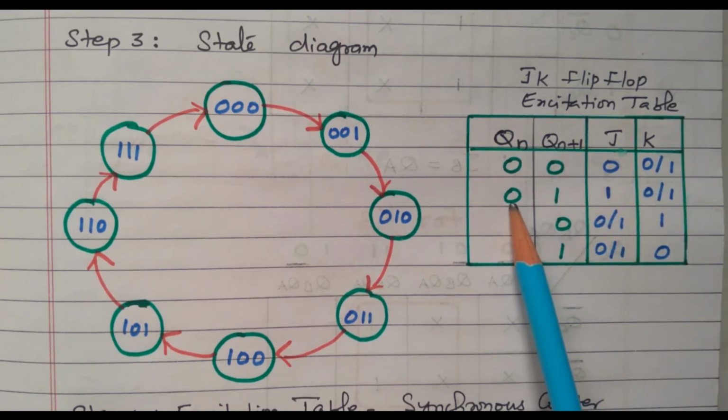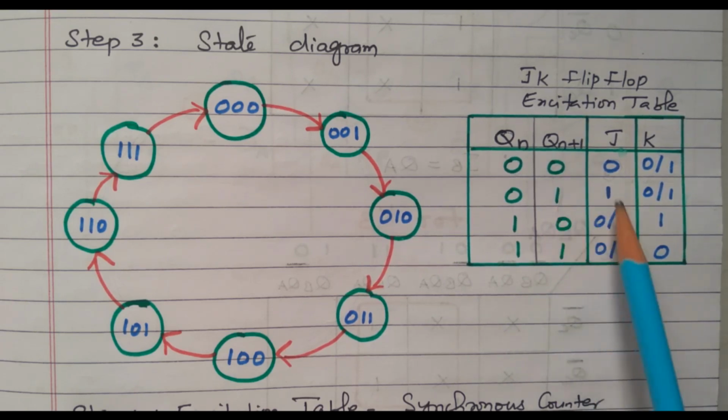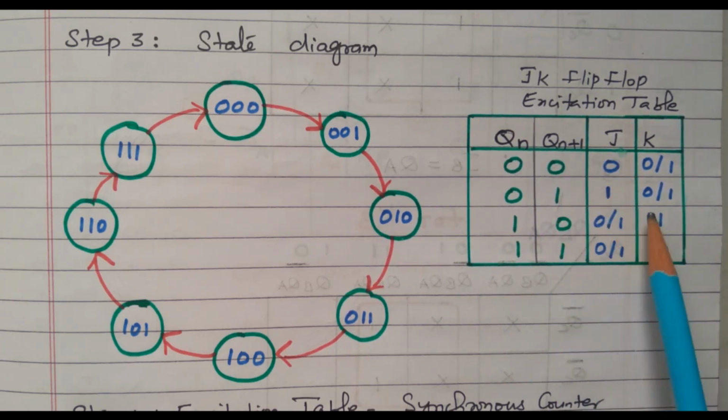Suppose the current state is 0 and we want to change it into 1, 0 to 1. Current state changing into the next state 1, what do we need? J is 1, the K may be 0 or 1, right?